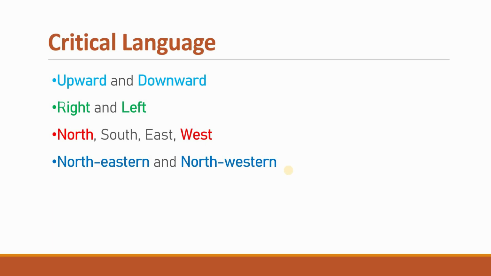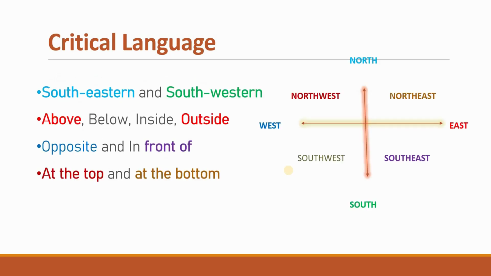Some critical language or important language about labeling diagrams and maps are upward, downward, right, left, north, south, east, west, northeastern, northwestern, southeastern, southwestern, above, below, inside, outside, opposite, in front of, at the bottom, at the top.